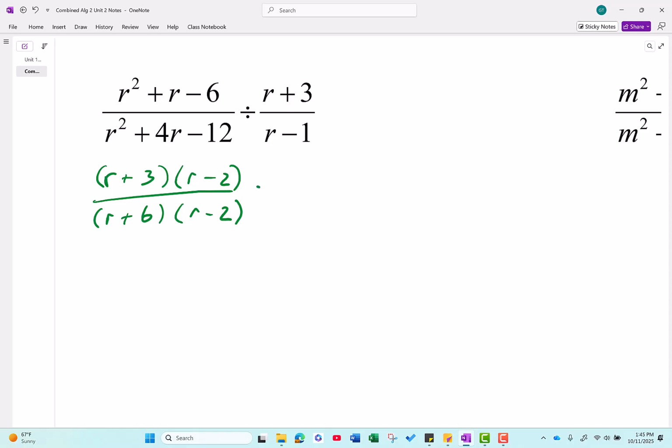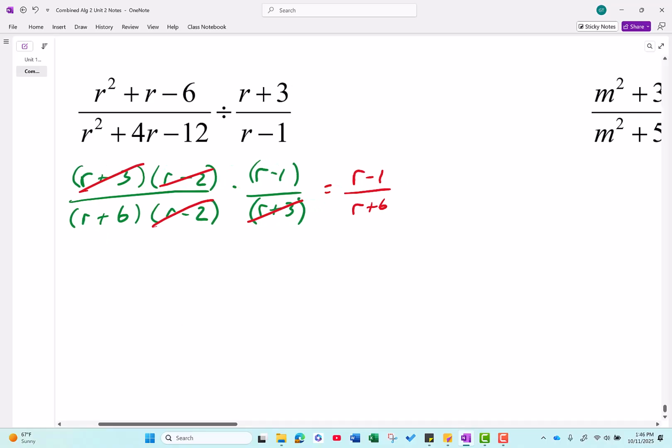Times. Okay, so now I'm multiplying, so I'm flipping the top and bottom. So I'll have r minus 1 on top, r plus 3 on the bottom. Then I can go through and cancel out like ones. So I see that I got r plus 3 here, r plus 3 there, r minus 2 there, r minus 2 there, leaving me simply with r minus 1 over r plus 6. And that is my final answer.